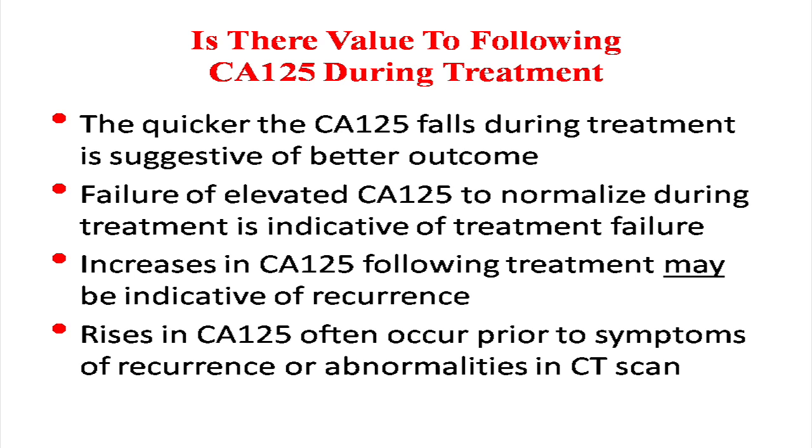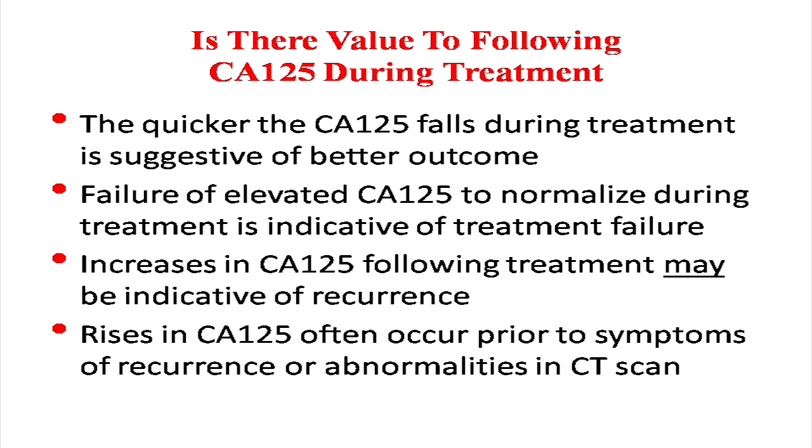And in the patient where the CA125 does not ever reach a normal level during the initial chemotherapy, virtually all those patients will develop recurrent ovarian cancer, and many of them will develop that recurrent ovarian cancer fairly soon after completing the primary chemotherapy. Failure of an elevated CA125 to normalize then is really indicative of treatment failure, and should alert you to the fact that you may need to change chemotherapy sooner rather than later.